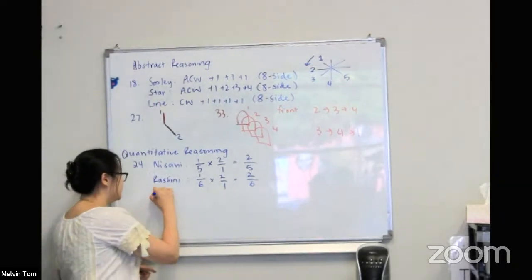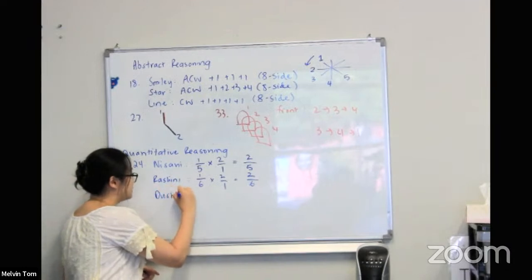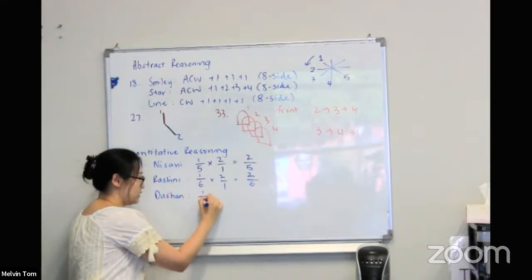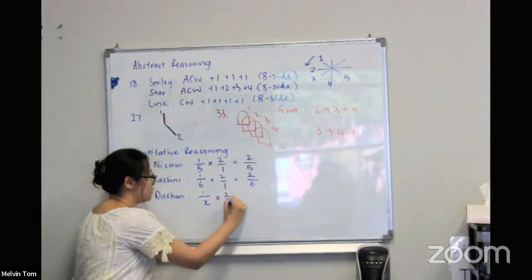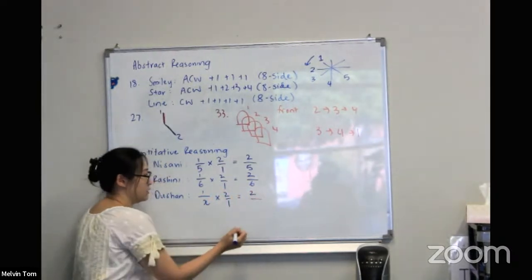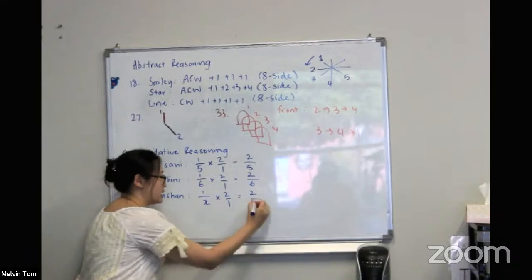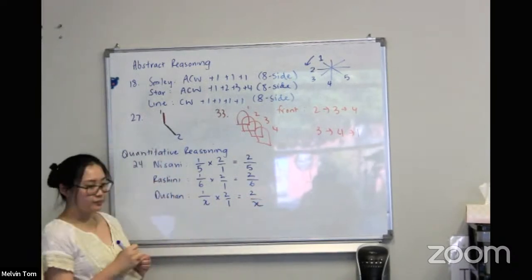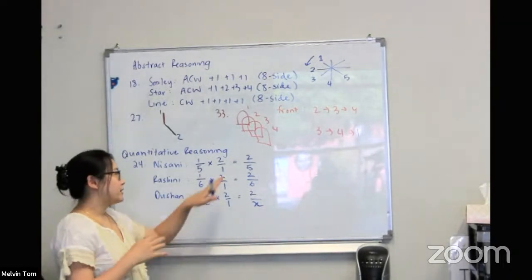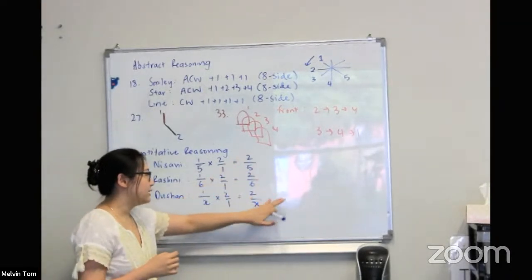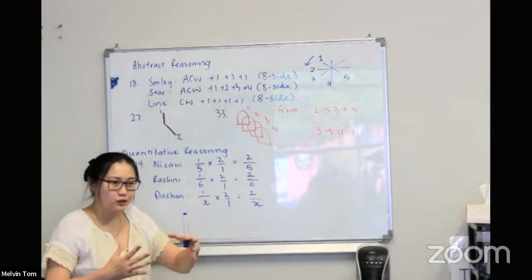And then Deshaun, do we know how long he takes? No. Okay, so we're going to call that X. And then together they do it in 2 hours, so 2 over X. So X times 1 is X, right? Okay. Are we all good with that? Yeah. So these fractions are like each person's little contribution.